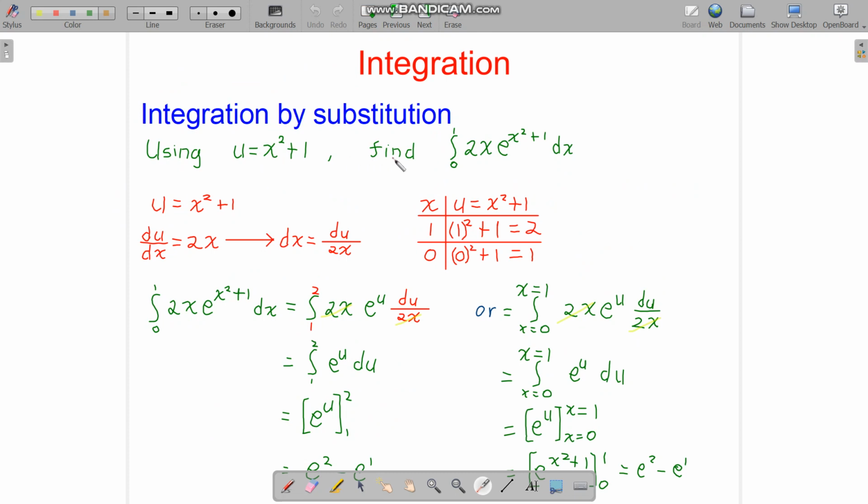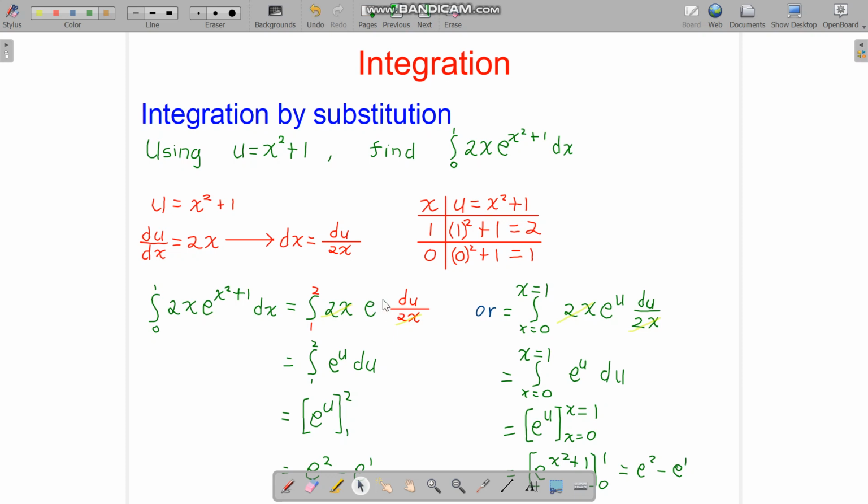Another example, find the integral, this time definite, 2x e to the power of x squared plus 1. Define the u, we have the u equals this, d dx we differentiate, so dx equals this. And now we also want to change the terminals or the limits of integration. When the x equals 1, the u is x squared plus 1, so 1 squared plus 1, which is 2. And when the x is 0, we plug in 0 here, we get 1. So now we can change the terminals 0 to 1 into 1 to 2, and we can substitute the u.